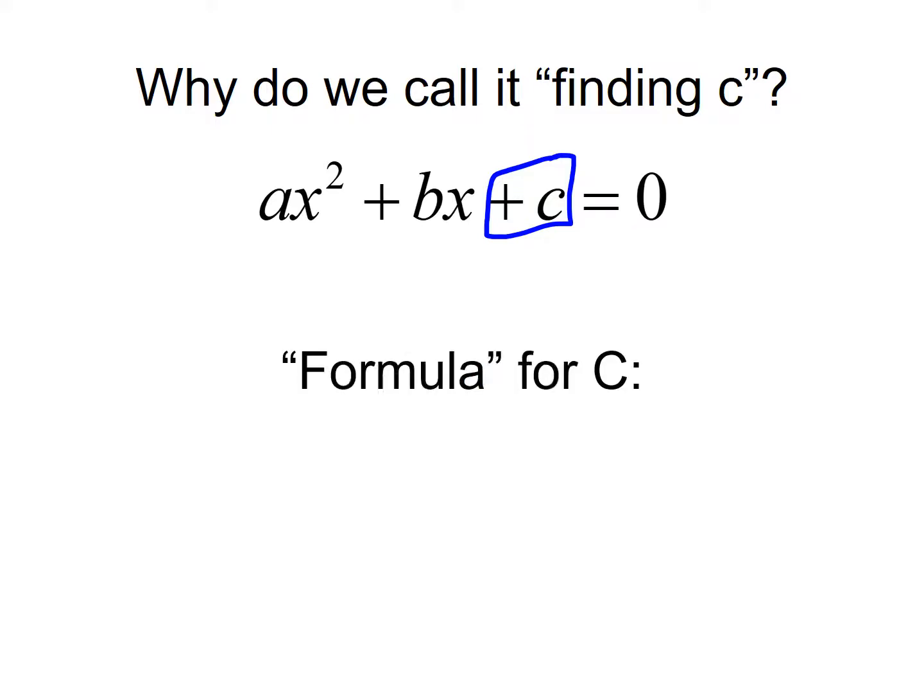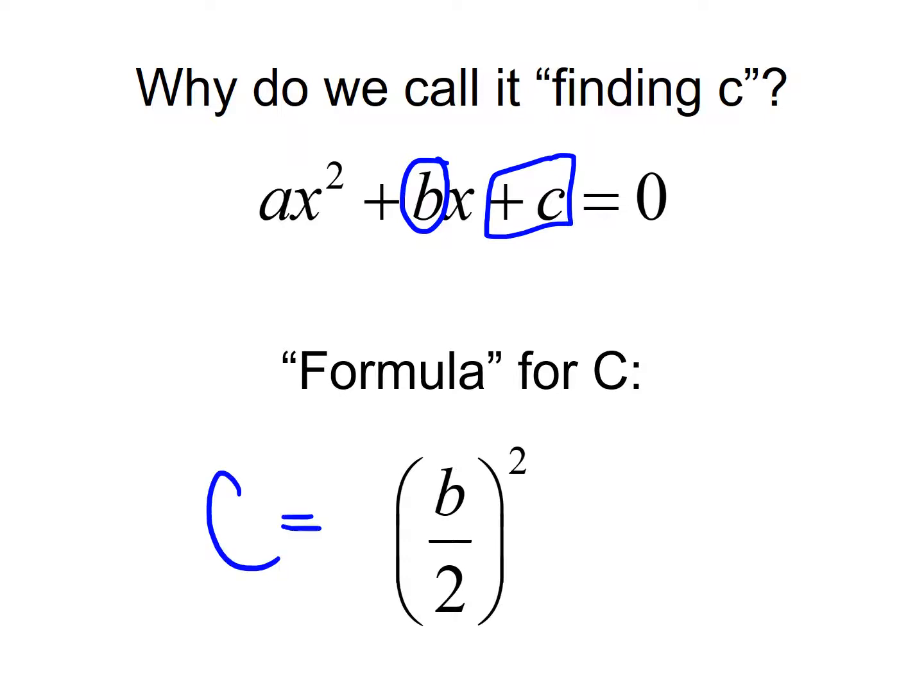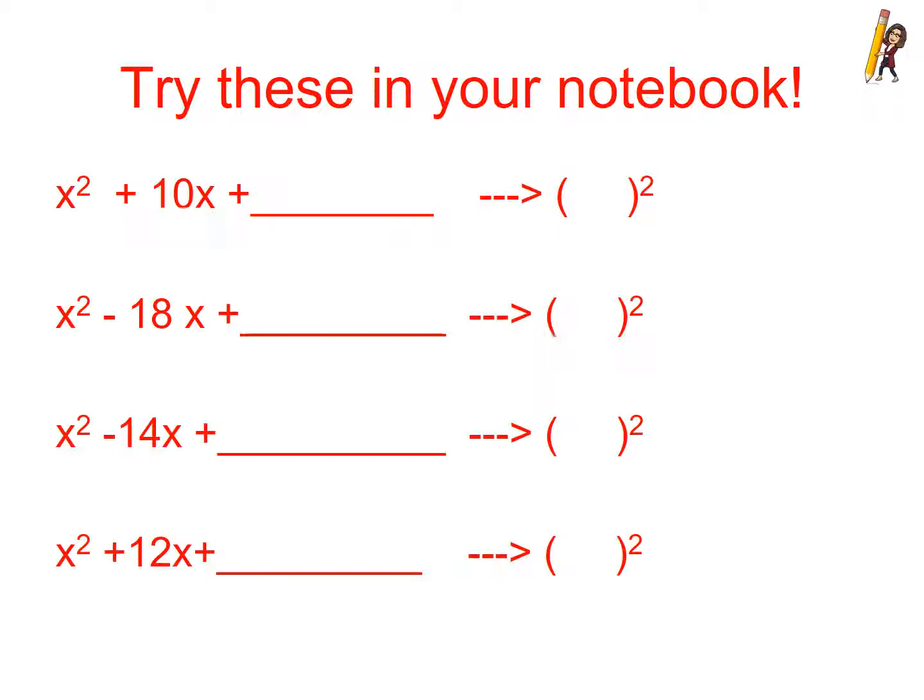So the formula, it's not really a formula, but the helpful hint or formula, whatever you want to call it, for finding C in this generic form, would be taking the middle number b, so whatever number is in front of your regular x term, divide it by 2 and square it. So the value of C is going to be equal to b divided by 2 and then squared. Let's look at an example.